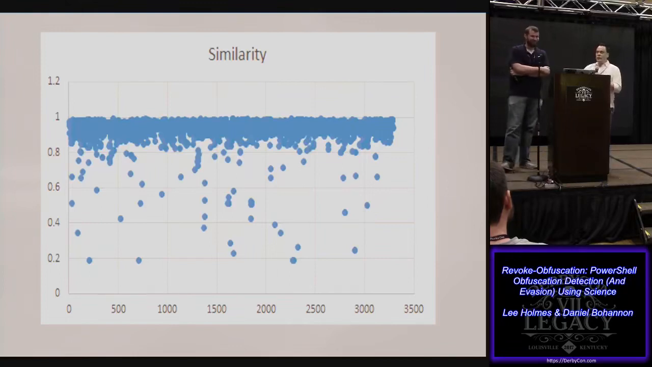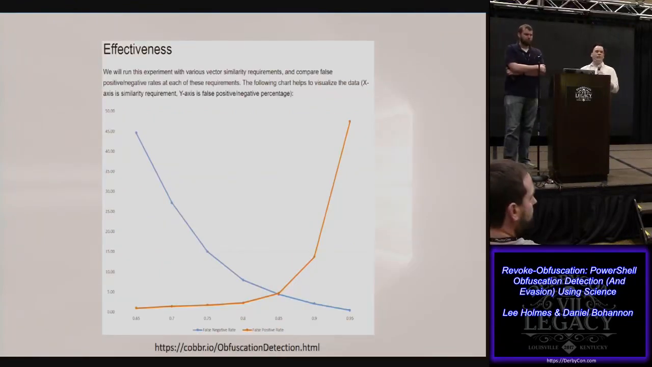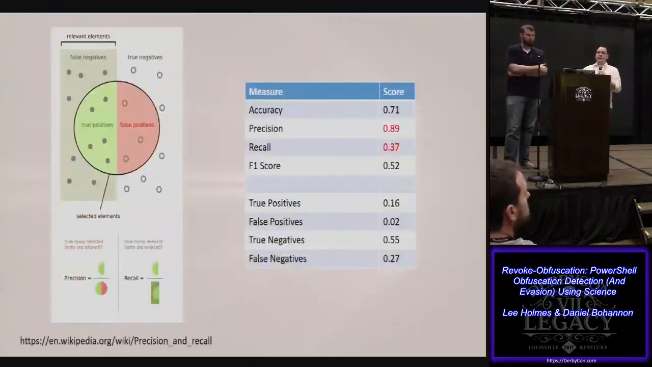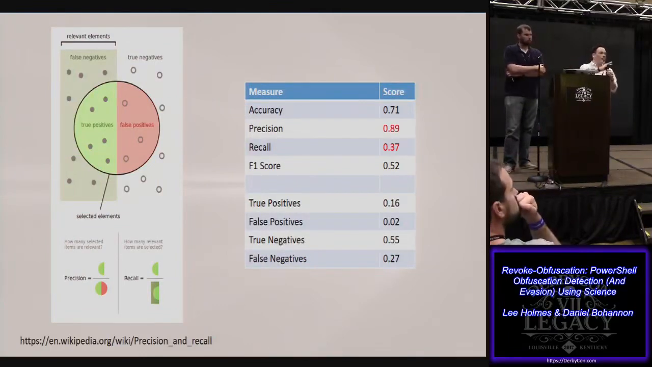And once you have the magic of labeled data, then you're able to say how effective was that? So this is an example from Ryan Cobb where he said, well, what happens if you start tweaking that 0.8 number? Do you start getting more or less false positives? This is what you come up with. It's actually a pretty good thing. So 90% of the time, when that algorithm said that it was obfuscated, it was.